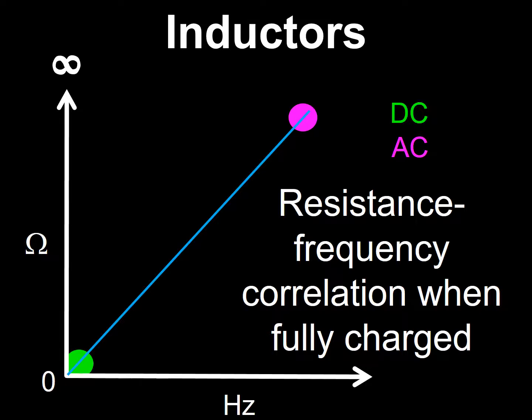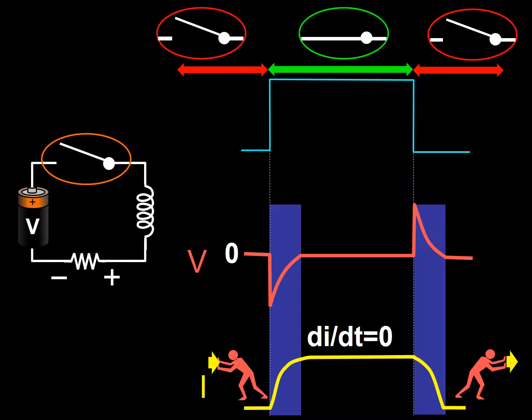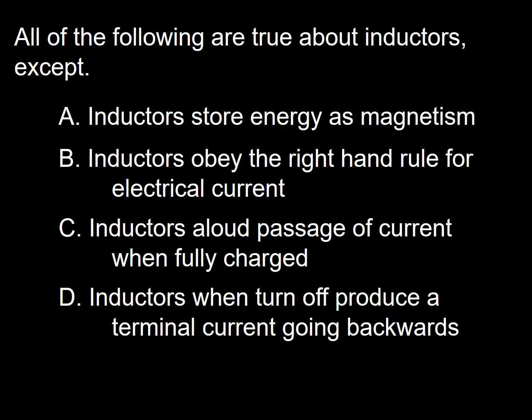Inductors allow passage of direct current when fully charged. Direct current has zero frequency and thus is subject to zero resistance. As the frequency is higher, the resistance also increases. Inductors, when their direct current power source is turned off, produce a terminal current going in the direction that the current was being propelled by the battery. So the answer to this question is D.